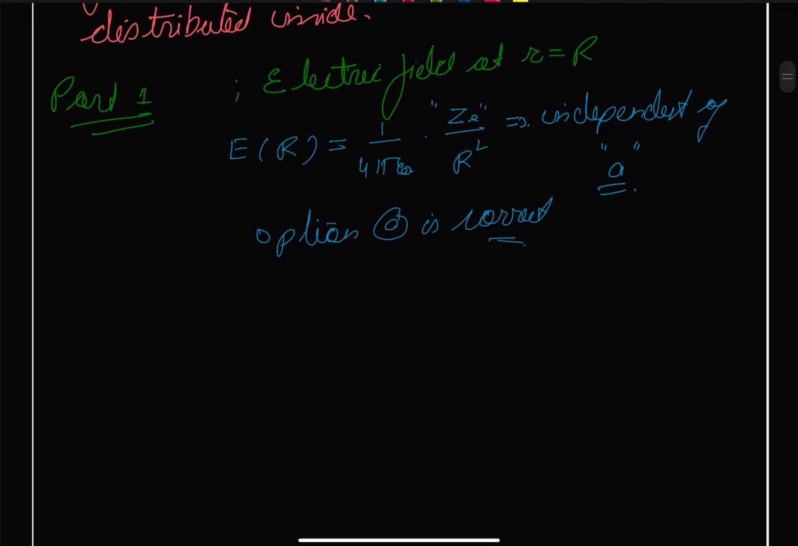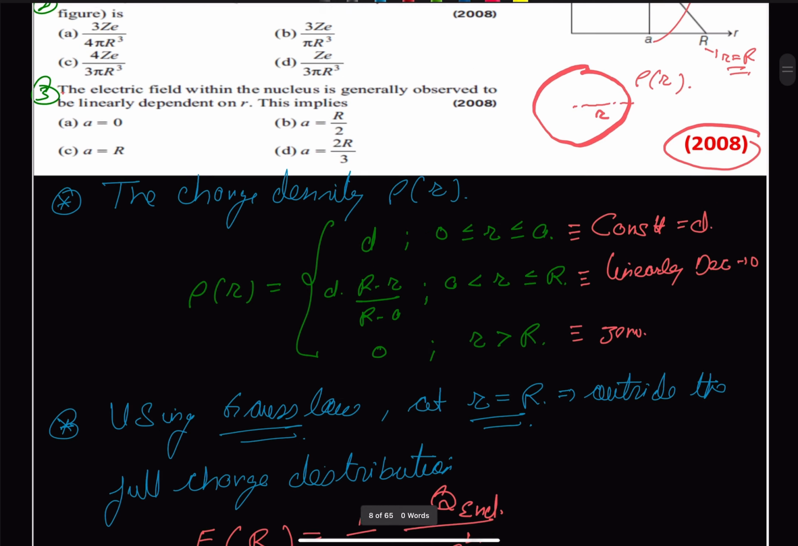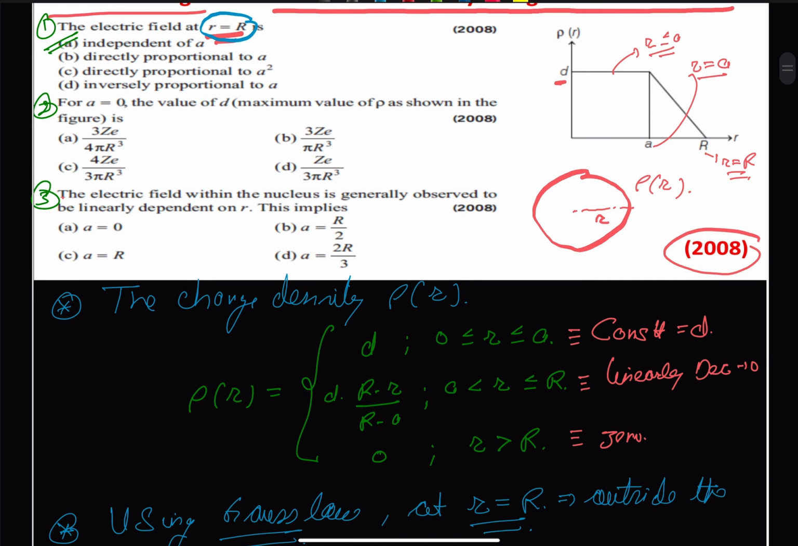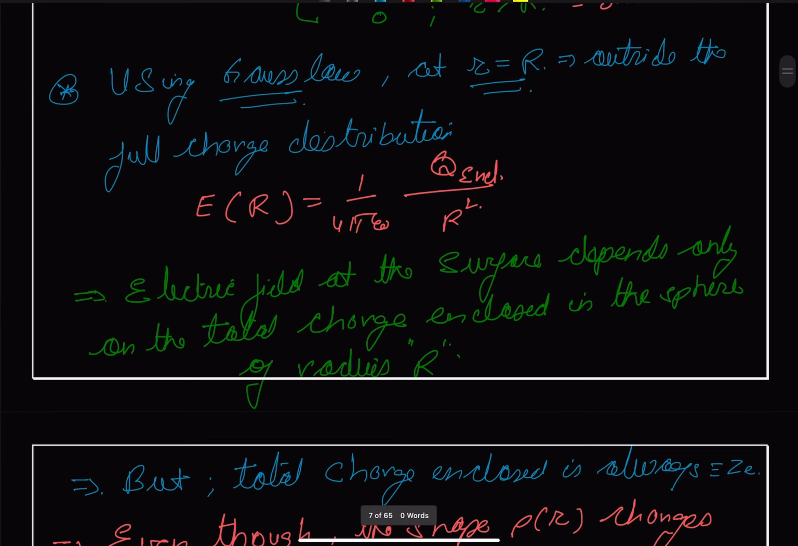Now we come to part 2. Part 2 states that for A equal to 0, the value of D, that is the maximum value of rho as shown in the figure. So we have to find out the maximum value of D.